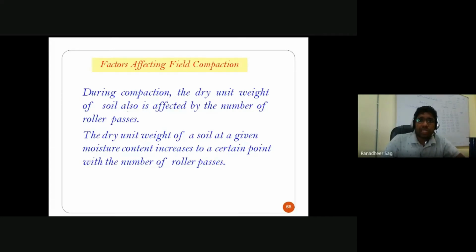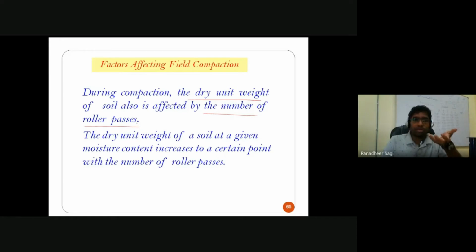During compaction, the dry unit weight of the soil is also affected. Whenever I talk about how much dry unit weight you are going to achieve for the soil being compacted, it also depends on the number of times the roller passes over that particular surface. If the roller is rolled 10 times, I get some density for the soil. If the roller is rolled 20 times, then I get some other particular density.